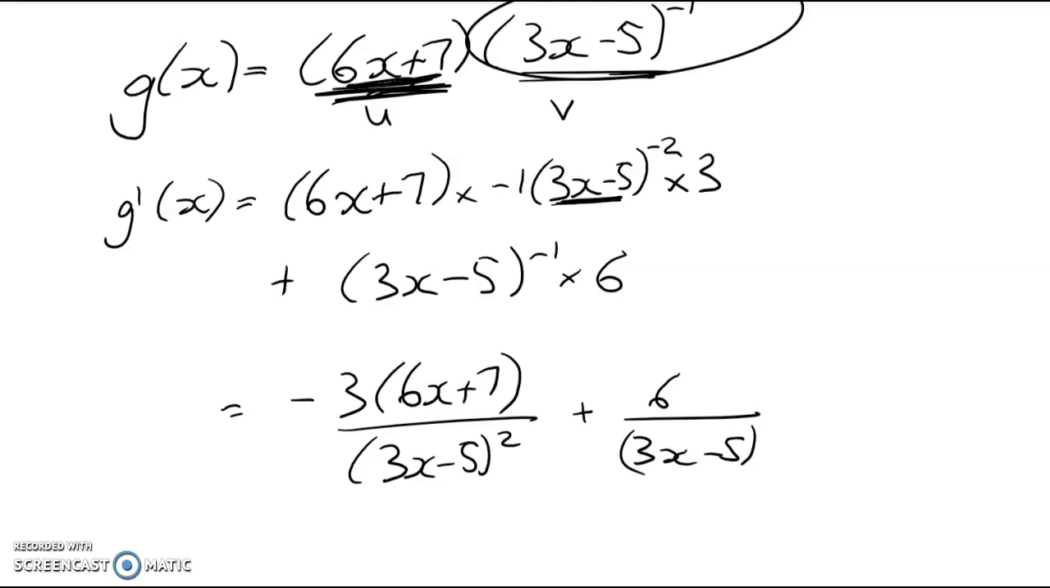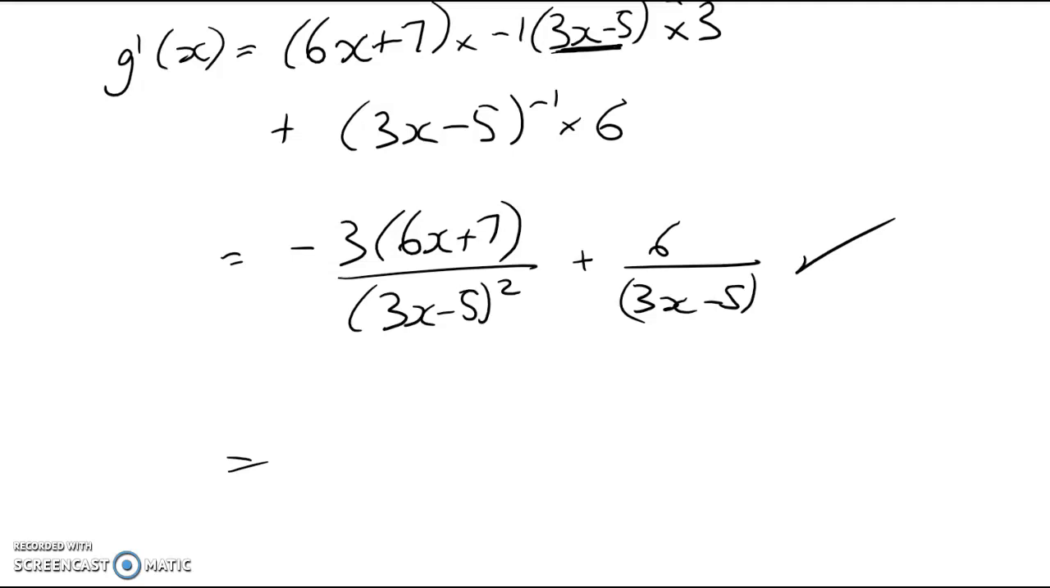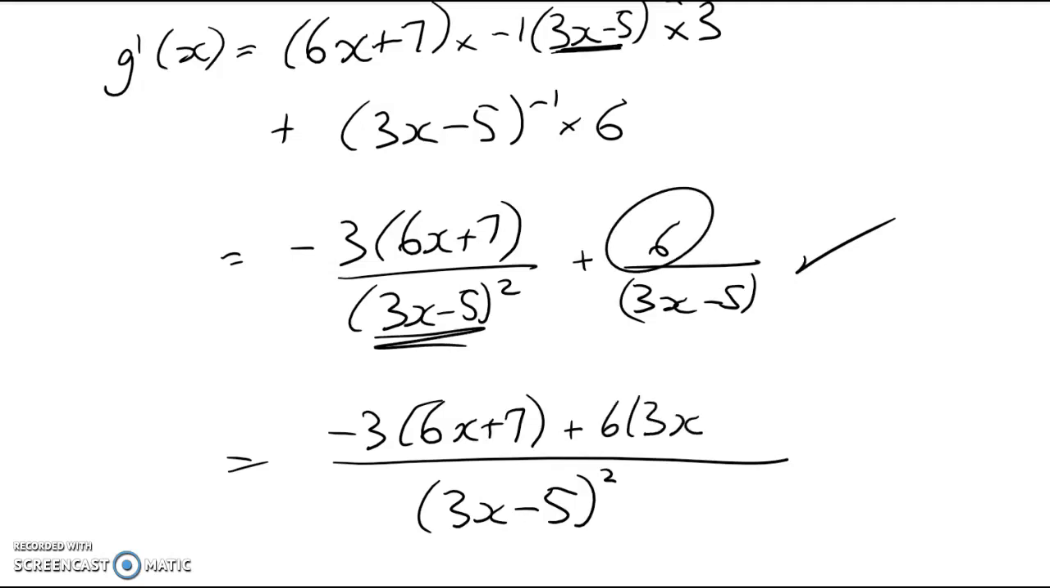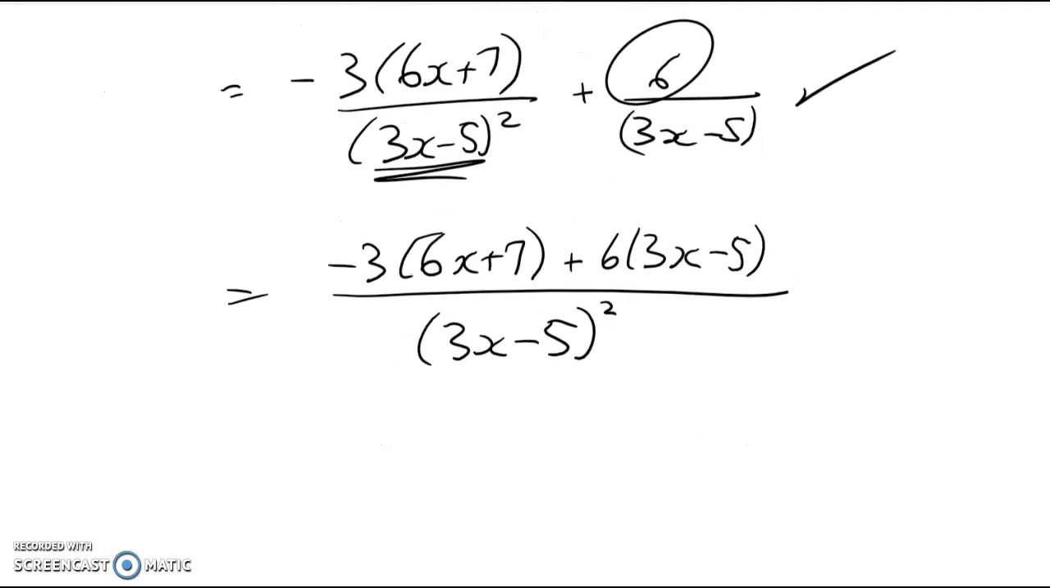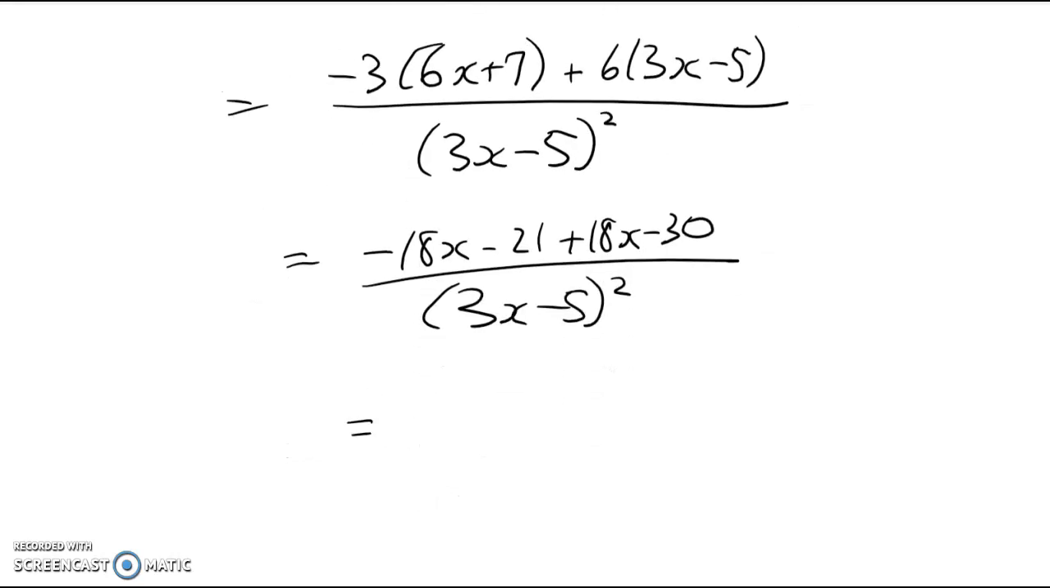And we can see they don't look the same, but I'm going to show you now that they are the same. If we put them back together, so that's a big tick for that one there, put them back together and we're going to have a common denominator of 3x minus 5 squared. So here we're going to multiply that 6 by this, right? So that's just doing equivalent fractions. And you can see that we get negative 18x minus 21 plus 18x minus 30 over 3x minus 5 squared, which equals negative 51 over 3x minus 5 squared, which is the same thing.